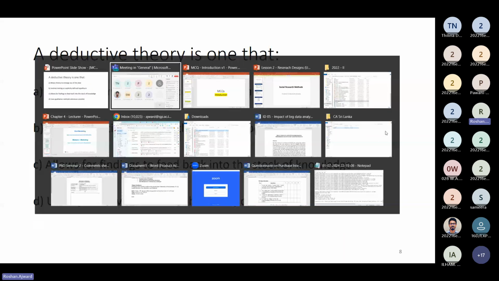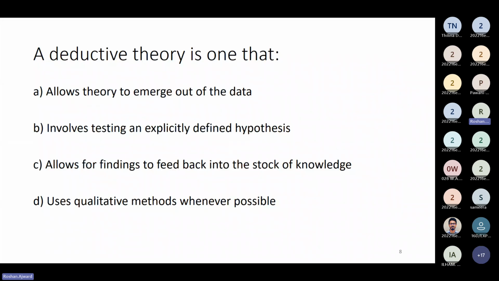Right, it's an easy question, and please be ready to answer this. A deductive theory is one that a deductive research. What's a deductive research? A: Allows theory to emerge out of the data. B: Involves testing an explicitly defined hypothesis. C: Allows for findings to feed back into the stock of knowledge. D: Uses qualitative methods whenever possible. What's deductive theory or deductive research? What's the answer? Any volunteers?